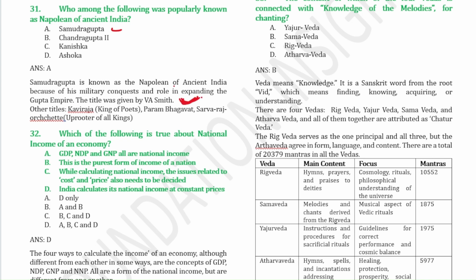The other titles given to Samudragupta were Kavi Raja, meaning king of poets, Param Bhagavata, and Sarva Raja Uchchetta, meaning uprooter of all kings. These are the other titles given to Samudragupta. And Samudragupta is the son of Chandragupta.